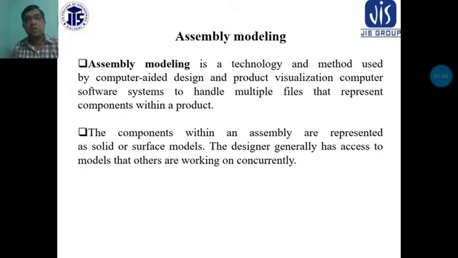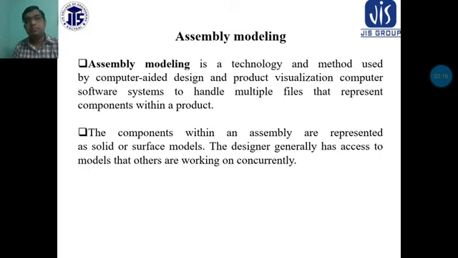Suppose group technology is also considered. That means the different components of the product will be produced in different places, and you have to record the assembly at that point. The components within an assembly are represented as solid or surface models. The designer generally has access to models that others are working on concurrently.